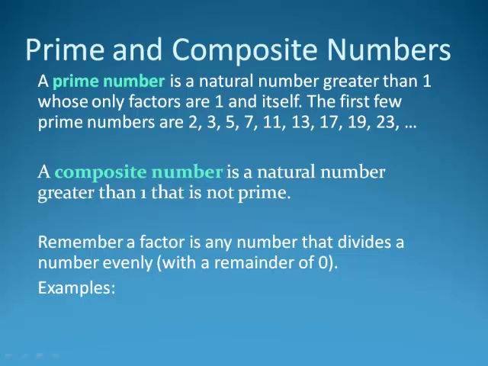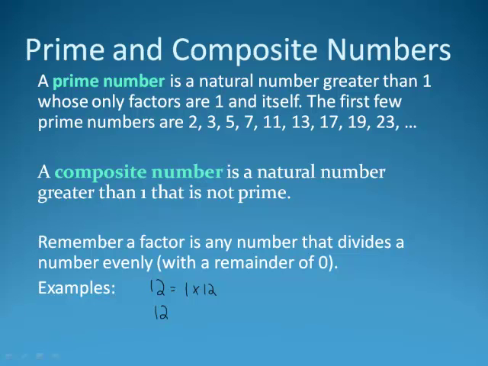A composite number is a natural number greater than 1 that is not prime. It's important to remember that a factor is any number that divides a number evenly with a remainder of 0. For example, if we were looking at a number like 12, and we asked to find factors of 12, there are several factors of 12. One way that you could break 12 down would be 1 times 12. Both of those numbers divide evenly out of 12 with a remainder of 0.